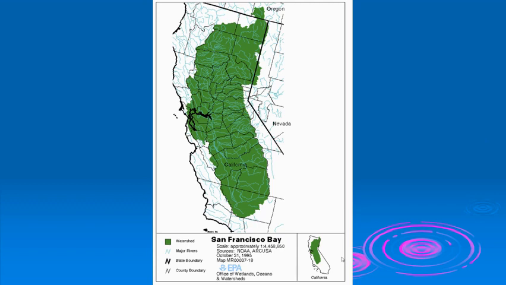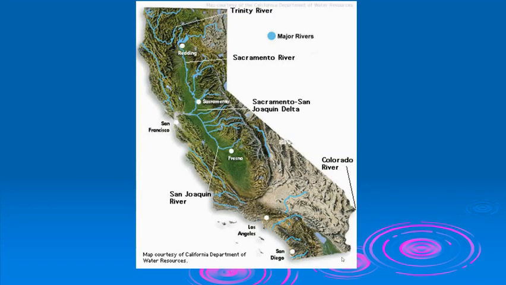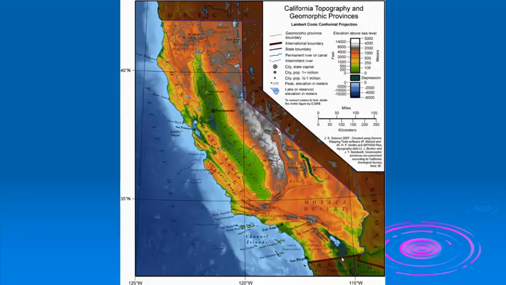This is a watershed in California, which is really like the San Francisco Bay watershed. Notice how it takes up most of the state. And especially in that center part of California is where a lot of the agriculture happens. More shots of California.